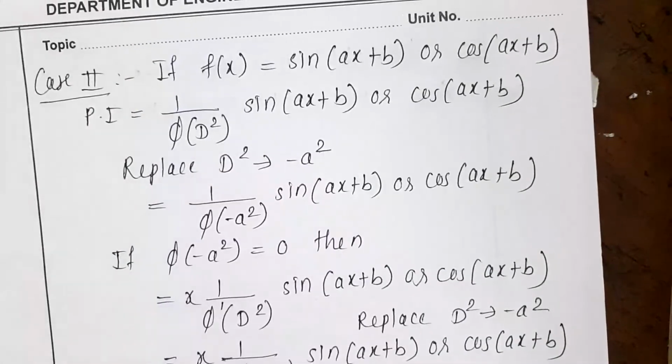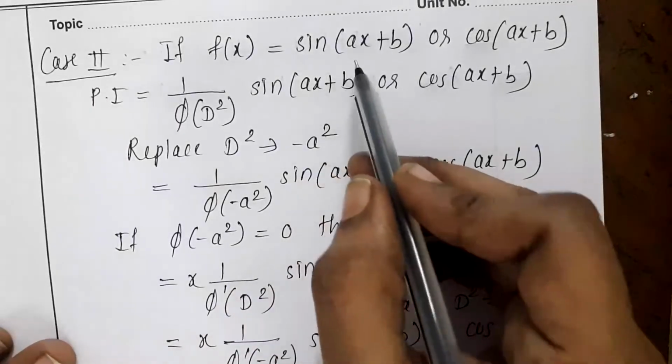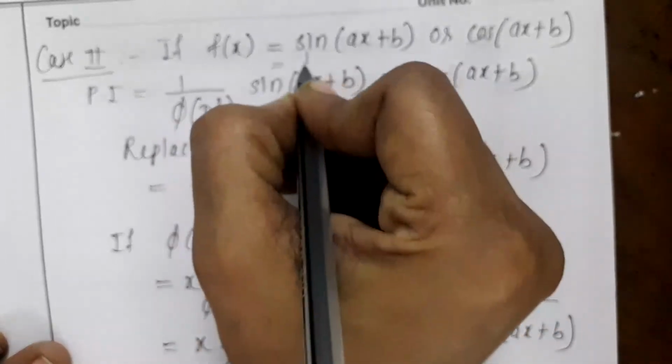Next, case number 2. Case number 2: if f of x is equal to sine of ax plus b or cos of ax plus b, which means this is a trigonometric function.